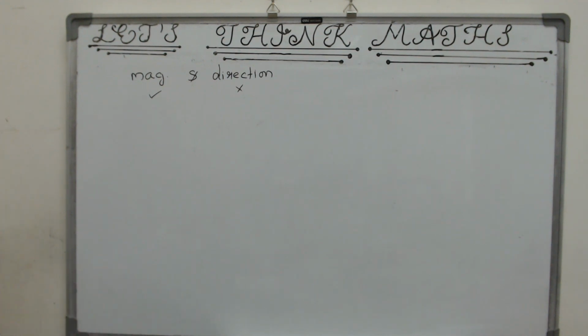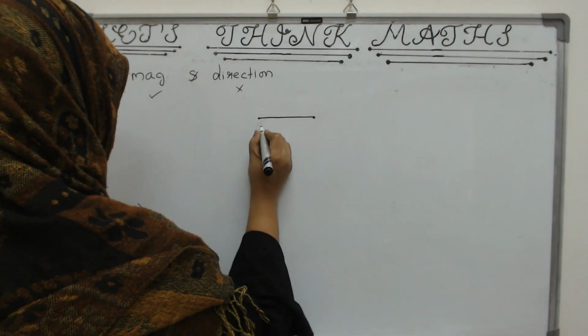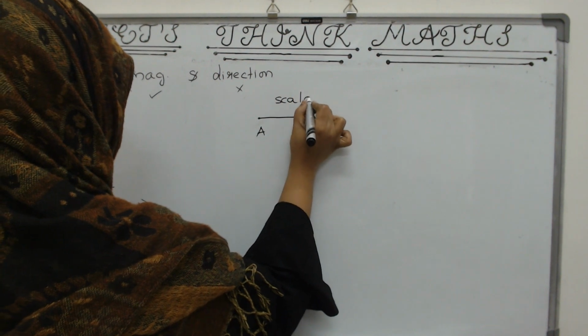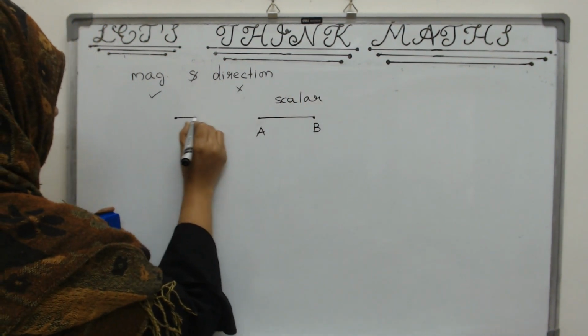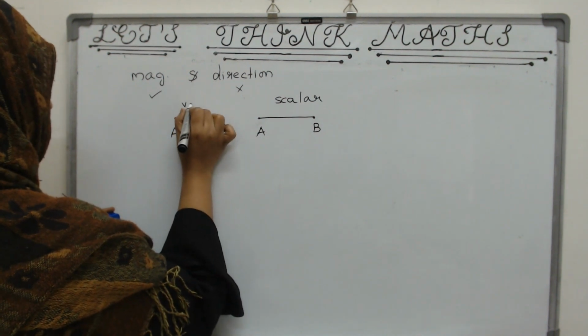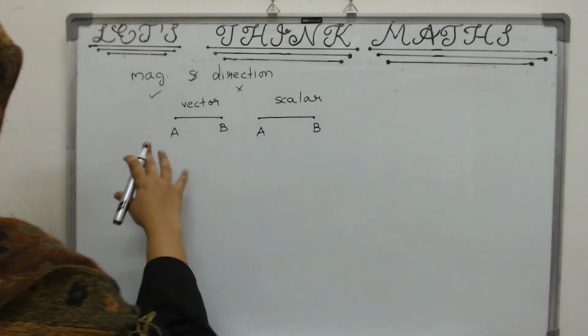But when we apply it, how does this change affect a quantity? That is what we will see. We will take two quantities. Both I will take as AB. One AB, which is a scalar, another AB, which is a vector, and we will see how the quality of having a direction or not having a direction affects them.